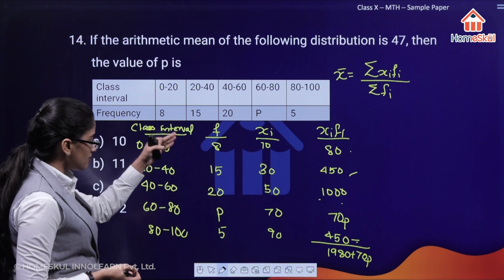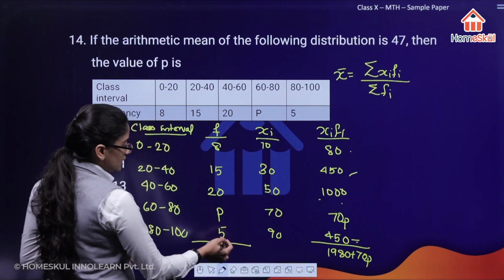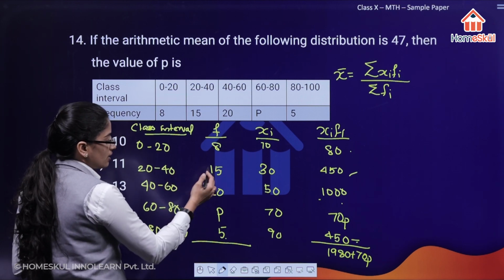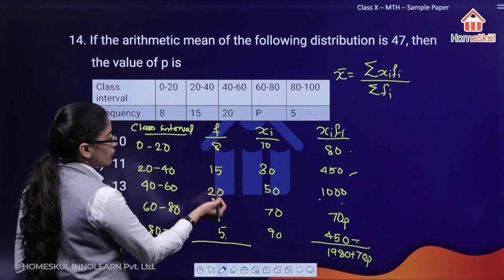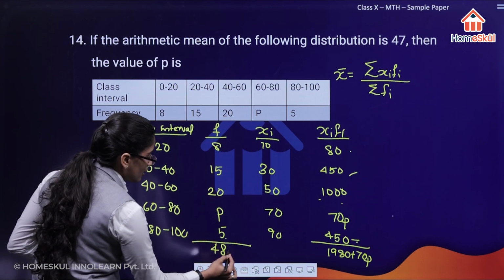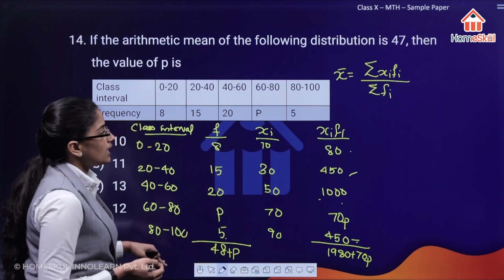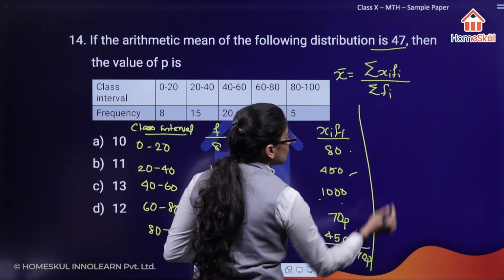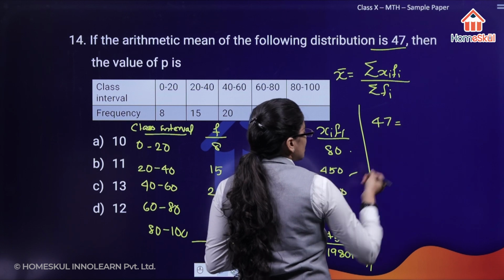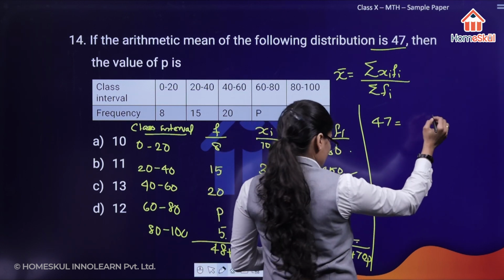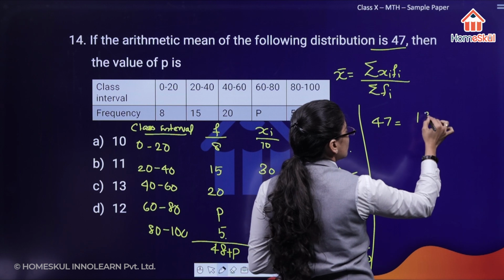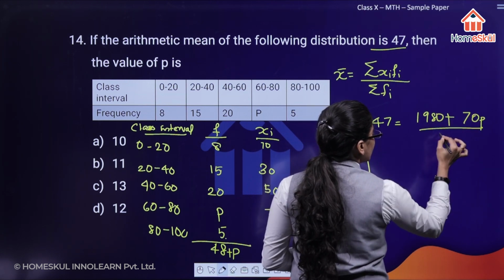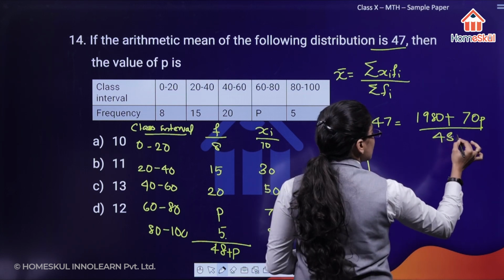What about summation fi? Here it is 15 plus 5 is 20, 20 plus 20 is 40, 40 plus 8 is 48, 48 plus p, isn't it? Now, we are having both the values, isn't it? Here, what is given? X bar, 47. That is, 47 is equal to, we need to just substitute the value, that's it. 1980 plus 70p, the whole divided by 48 plus p.